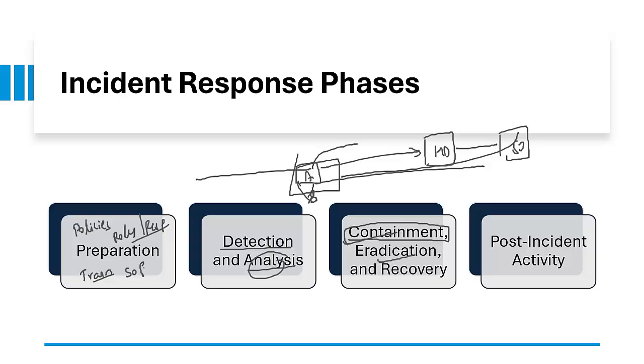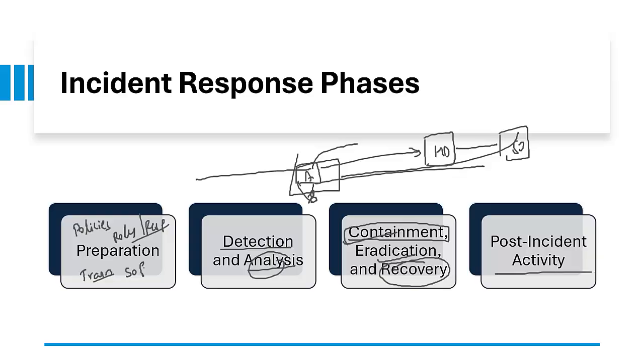Then next is called eradication. Eradication basically means delete the malicious code, disable the account, delete the file. Removing a threat from a system is called eradication. Then restore the system back to production. Rebuilding the system, replacing the compromised file, tightening the perimeter, that is called recovery.